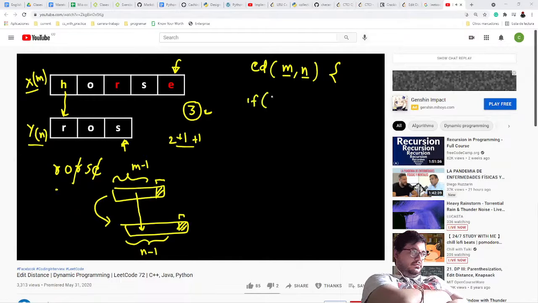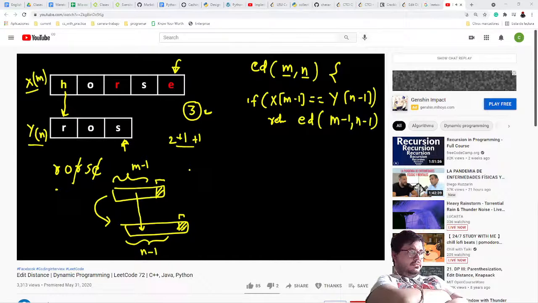So if x m-1 is equal to y n-1, then we will return ed m-1 n-1. So without even doing any operations, this one character is done for us. So we will not count any operation here. Else, that is, they are not equal, then we will do those three operations.